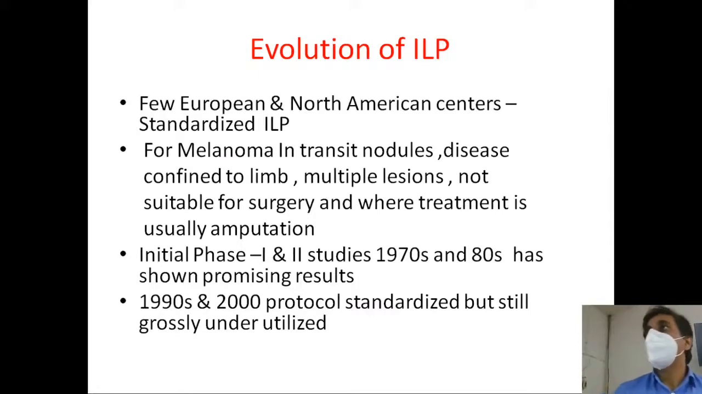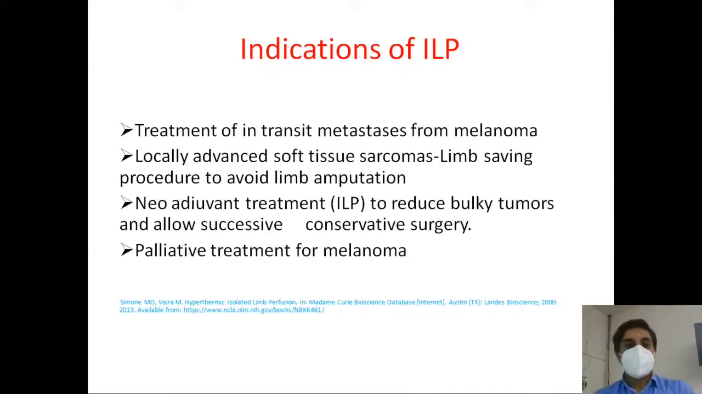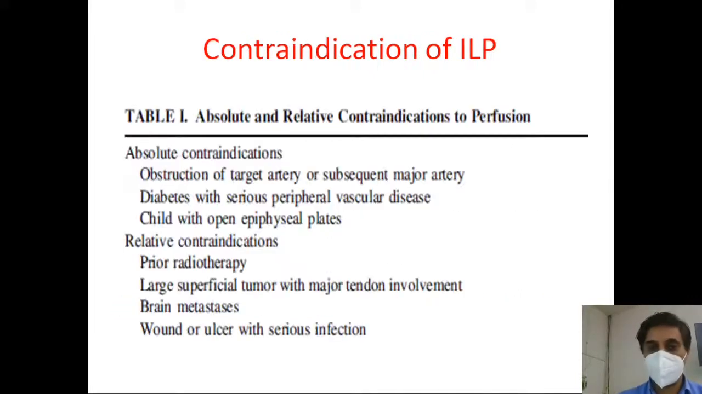By now, European and North American centers have standardized ILP for melanoma in-transit nodules and diseases confined to the limb with multiple lesions, where the treatment otherwise is only amputation. In the 1970s and 80s, phase 1 and phase 2 studies were performed for ILP, and they showed promising results. And by 2000, protocol standardization had been done, but ILP is still underutilized. Indications of ILP include treatment of in-transit metastasis from melanoma, locally advanced soft tissue sarcoma for limb-saving surgery, neoadjuvant ILP to reduce bulky tumors to allow successive conservative surgery, and palliative treatment of melanoma.